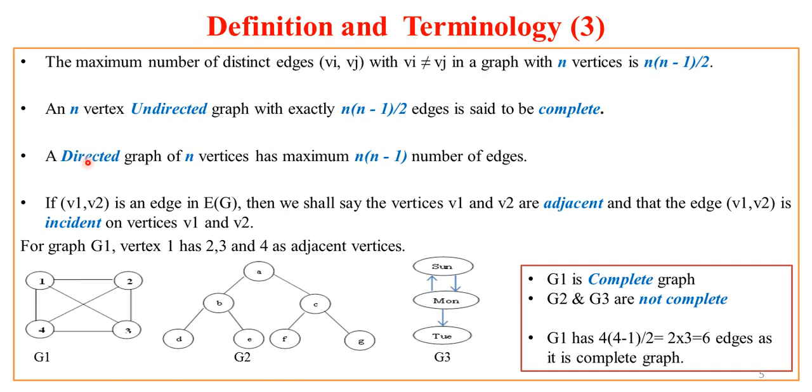Now for a directed graph, any directed graph having n vertices, we have a maximum of n into n minus 1 edges. So for example, if we have a directed graph with 3 vertices, we will find that the maximum number of edges can be n into n minus 1. So here if n is 3, then 3 into 3 minus 1, that is 3 into 2, 6 edges at most.